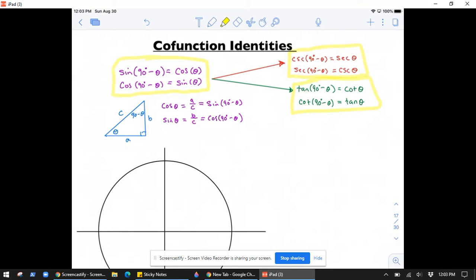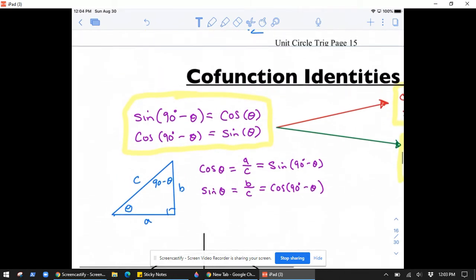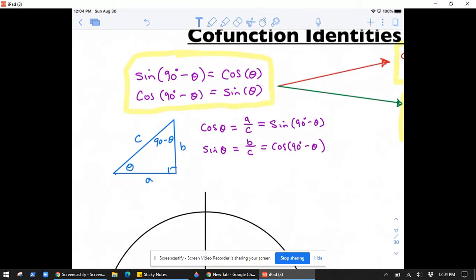So from right triangle trigonometry, you can see that from this blue triangle here. I'm just going to zoom in. I've got a right triangle with sides labeled. The two acute angles are theta and 90 minus theta, so that all three angles add up to 180. And by the definitions of sine and cosine, I have that cosine of theta equals a over c, adjacent over hypotenuse. But that's also the sine of 90 minus theta if you just switch reference angles. And similarly for sine of theta.